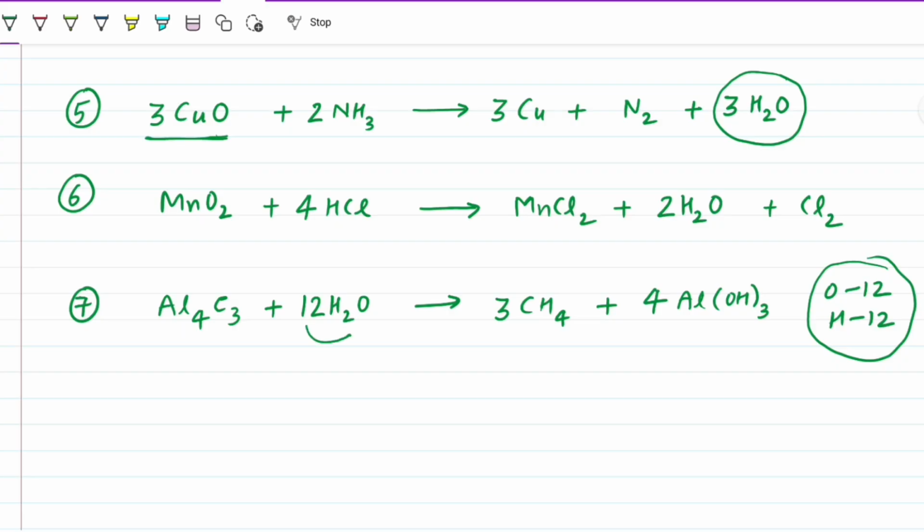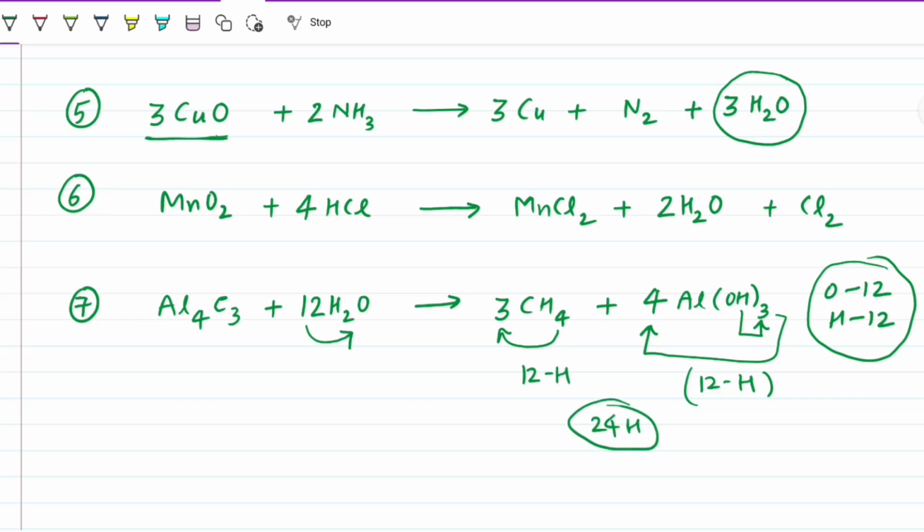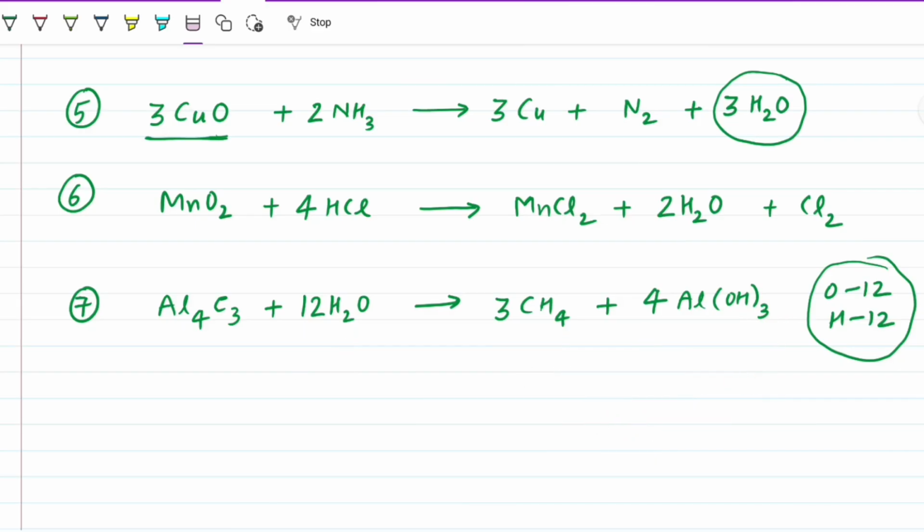12 twos are 24 hydrogen on this side. Again, 3 fours are 12 H in this case, and CH4, 3 fours are 12 H on this side, total 24 H. So 12 H2, 12 twos are 24 H on this side also. So that means both hydrogen and oxygen are balanced. In this way we have to balance any equation.